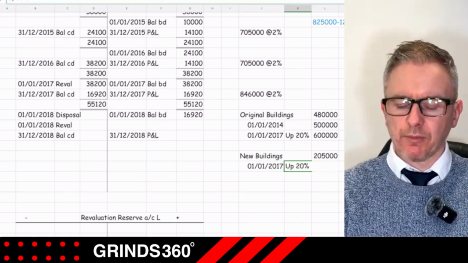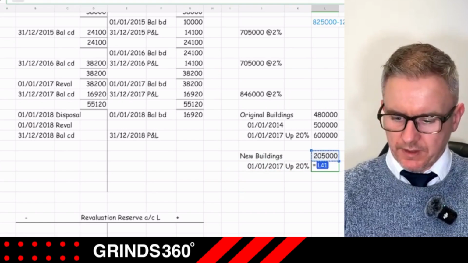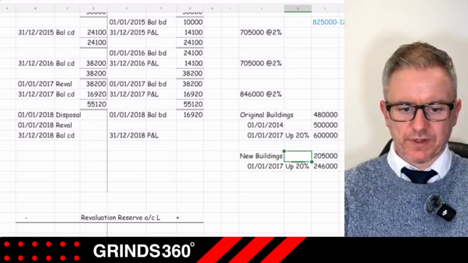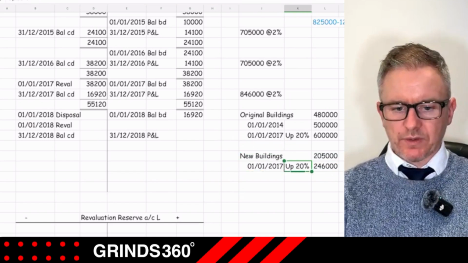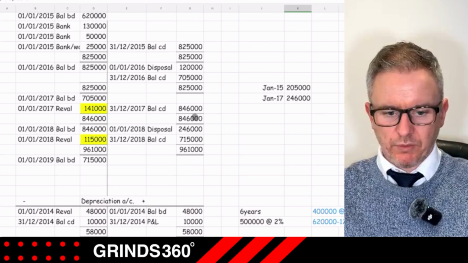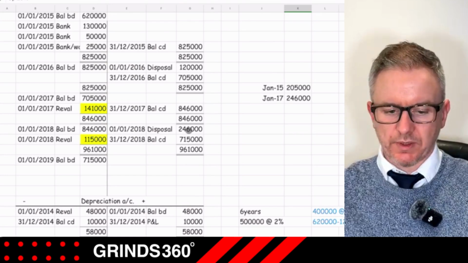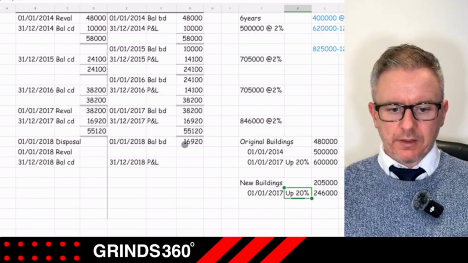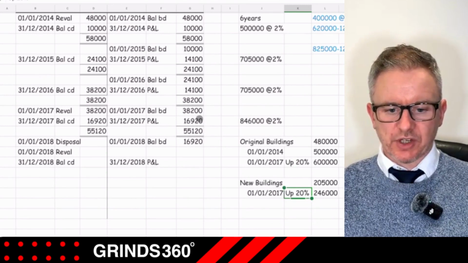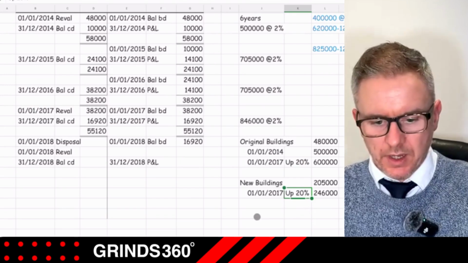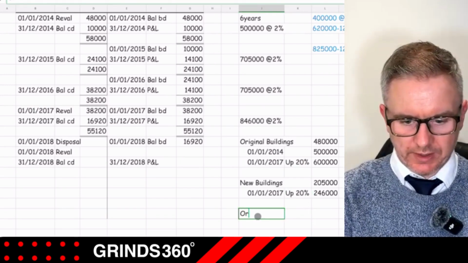So we're just recapping on what we did when we looked at the asset account. So 205. So they were revalued to 246. So my disposal is for 246,000. And if you look, we had that. We had what our disposal was, okay? So this depreciation figure here, the 16920, so the charge for last year, the 846, it could be broken up as follows.